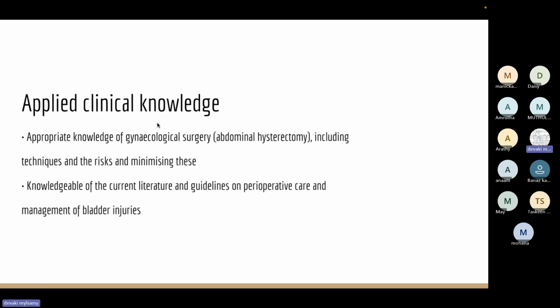Okay, applied clinical knowledge, appropriate knowledge of gynecological surgery, including abdominal hysterectomy, the techniques, risks and how you are going to minimize this. The knowledge of current literature on guidelines of perioperative care and management of bladder injuries.